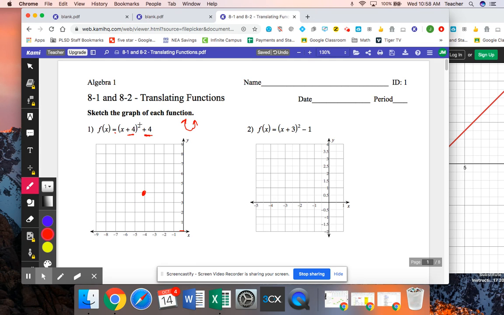I just need to draw the right shape, which is a U. And since it's a positive, it's going to go upwards. I just want you to sketch a U. That's all. When I check these, I'm checking for this vertex right here. That's going to be the key.